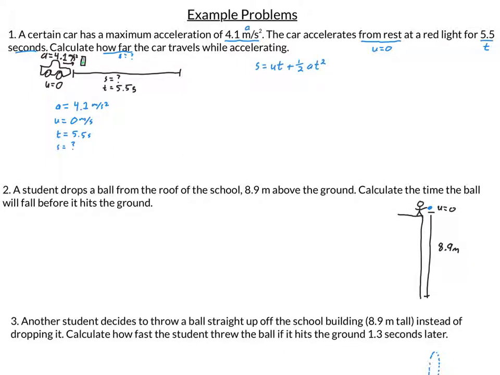Next step, after we rewrite the equation, we substitute in. S is what I'm looking for. I'm going to leave that as my variable S. U is 0 times a T of 5.5 plus 1/2 the acceleration 4.1 times my time squared, 5.5 squared.